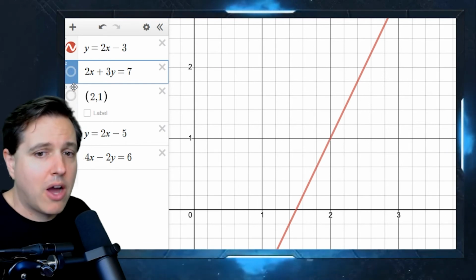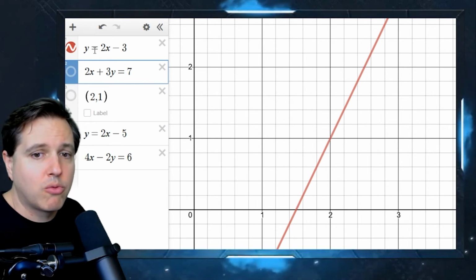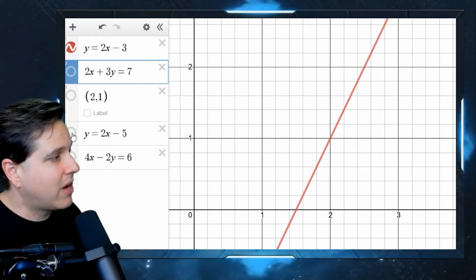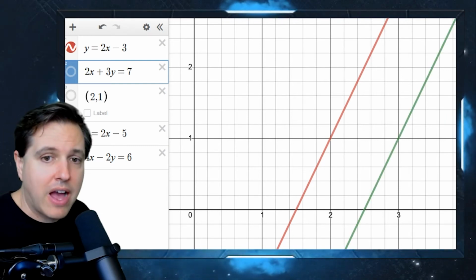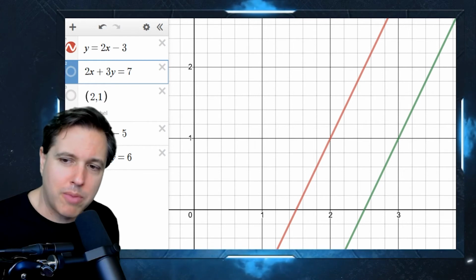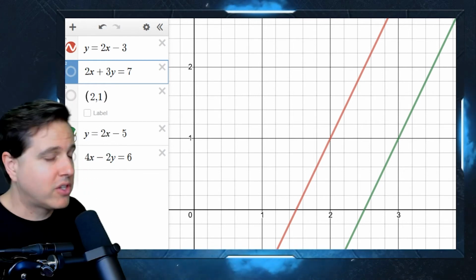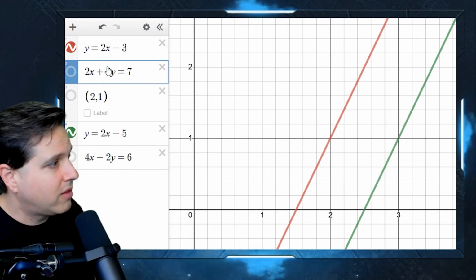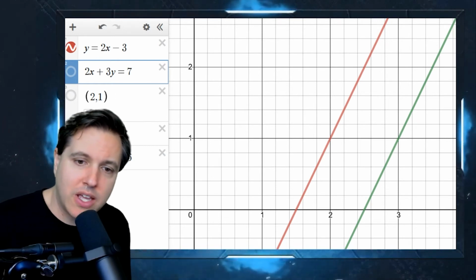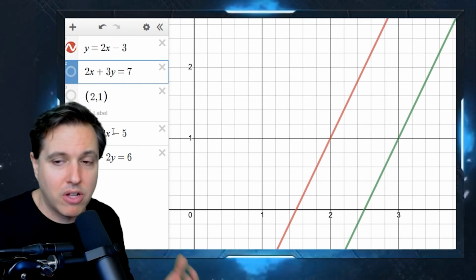So our system will now be composed of this first equation, y equals 2x minus 3, and this one down here, y equals 2x minus 5. And notice this is a little bit different. What do we have here? Well, they both have a slope of 2, right? The 2 on the x gives us the slope. So they both have a slope of 2, but different intercepts. This means we have parallel lines.